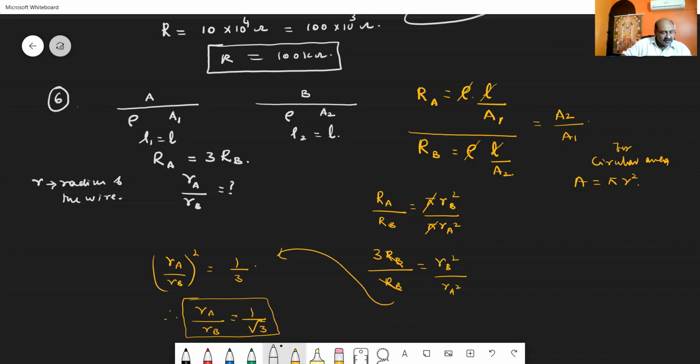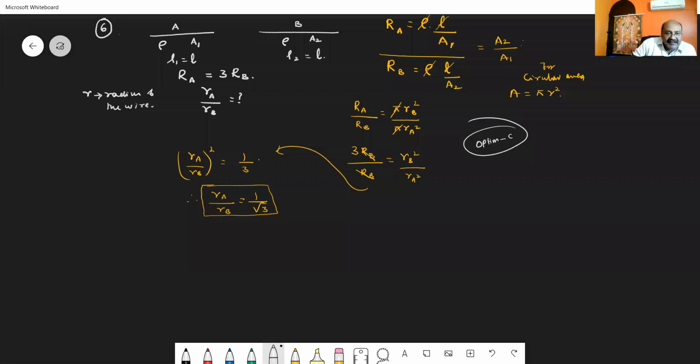So what is the option? Option C is the answer. So I can consider option C as your answer. Hope you should have understood. 7. So question number 7 is, a wire connected to a power supply of 230 volt has power dissipation P1.